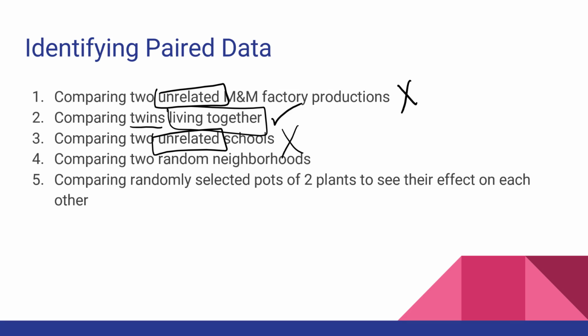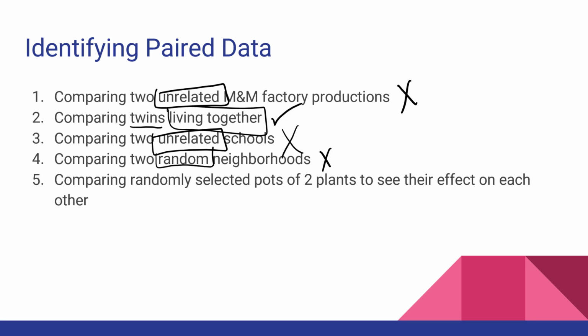Next, we have comparing two random neighborhoods. Again, you see the word random, and then if you think about it, we have been told nothing about the proximity of these neighborhoods, nothing that would set us off immediately that these two are paired or have any association with each other. So if these two neighborhoods were along the same street or something, they might have some association with each other. However, there's no one-to-one pairs that we can make here. So no, this is not paired.